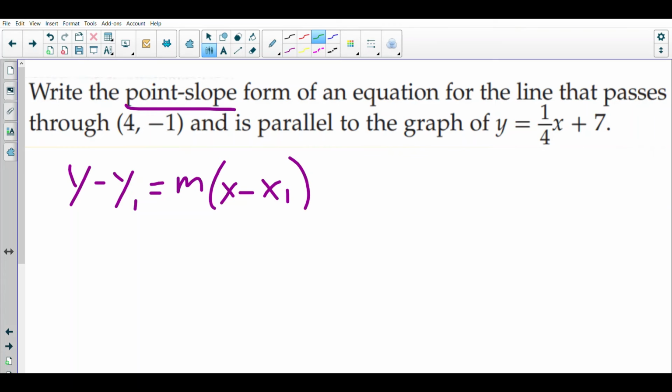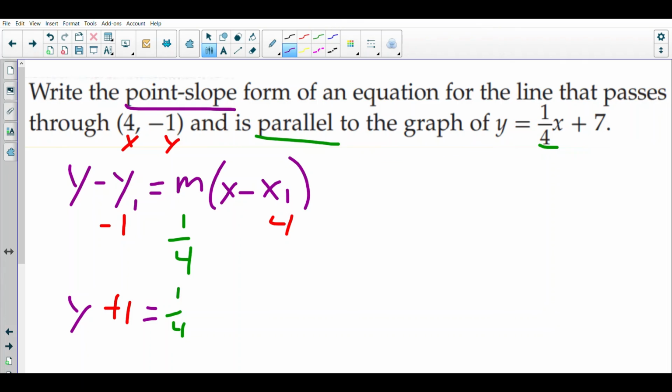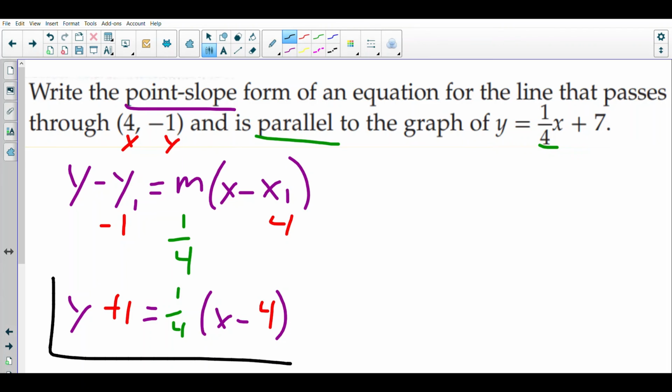We're given the slope because it's parallel. So we grab that parallel slope, so 1/4. And then we are also given our coordinates, x and y. So we plug in our coordinates, -1 here, 4 here, and point slope form is right there in purple. So all we gotta do is substitute and we're done. So we get y minus a -1, so it's actually a +1, is equal to our slope, 1/4, times x minus 4. And there's our parallel line in point slope form.